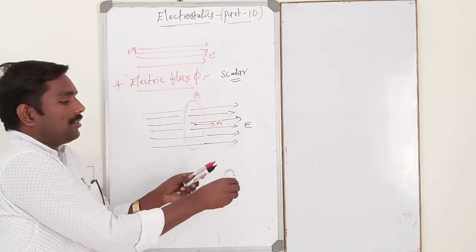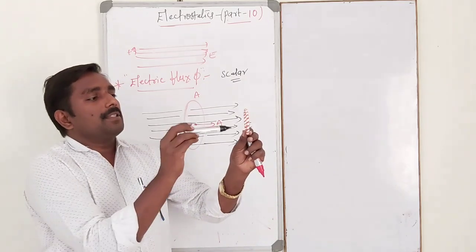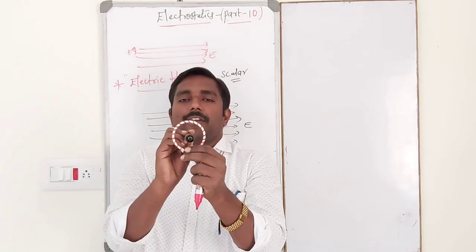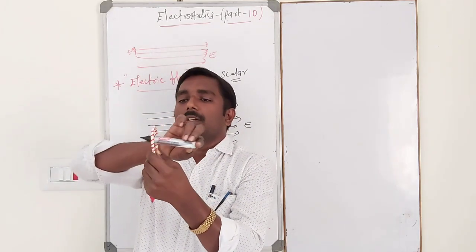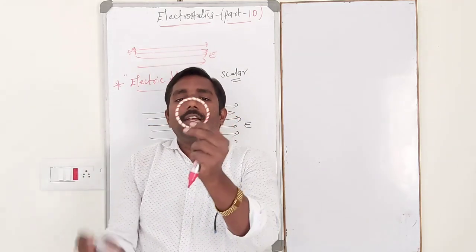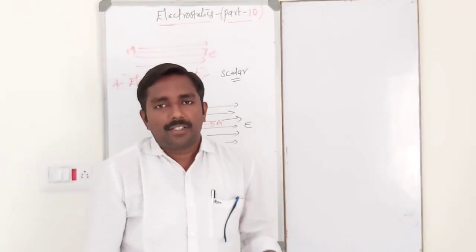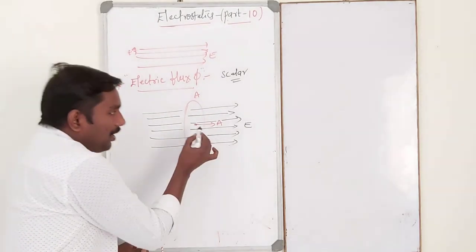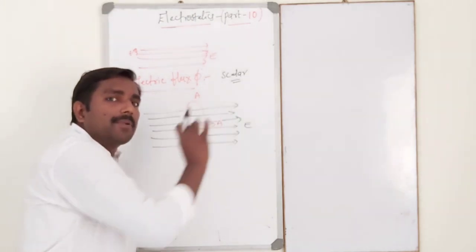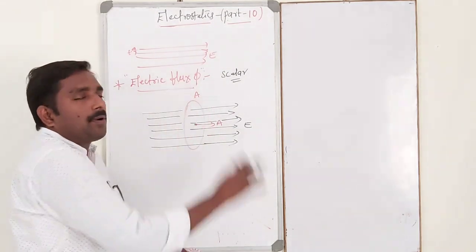So this is the bangle, and this is the direction of area. The bangle will be rotated like this. This is the direction of area, radially outwards or inwards, whatever. In this case, the direction of electric field and the direction of area are both in the same direction. In this position, flux will be maximum.